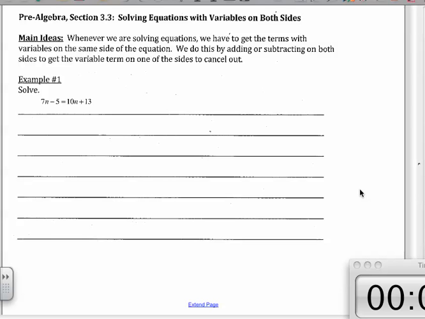Okay? We do this by adding or subtracting on both sides to get the variable term on one side to cancel out. Okay? Now, let's look at this first one. It says, I'm going to write it a little bit bigger. 7n minus 5 is equal to 10n plus 13. Now, you see I've got n's on both sides here, right, Rex? But I don't want n on both sides. I need to get rid of it on one side. It doesn't matter which one I do, Will, but I'm just going to subtract 7n from both sides.